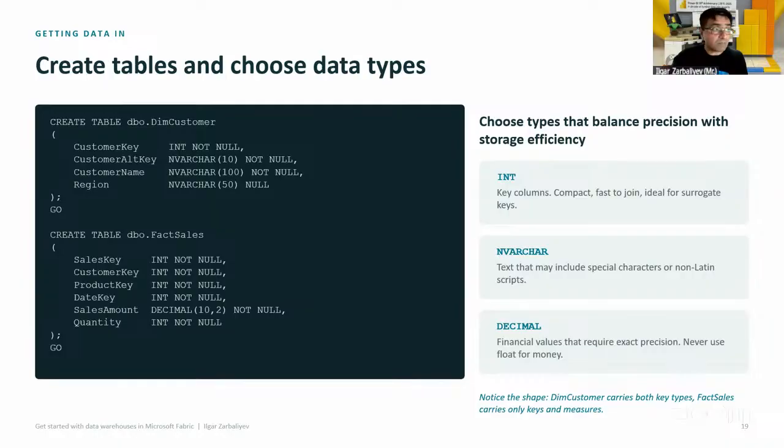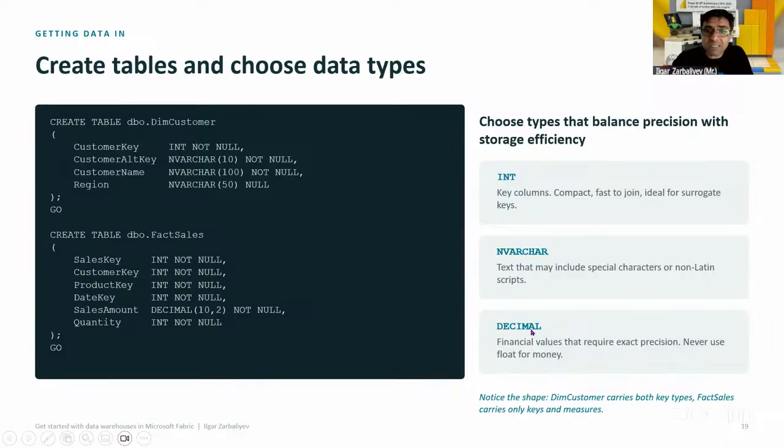On the right, data type guidance, because the choice you make here follows you forever. Int for key columns, they're compact. They join quickly, and they are ideal for surrogate keys. Varchar. Use varchar for text that may include special characters. This matters a great deal if you work with non-Latin alphabets, and in my region, it's not optional.